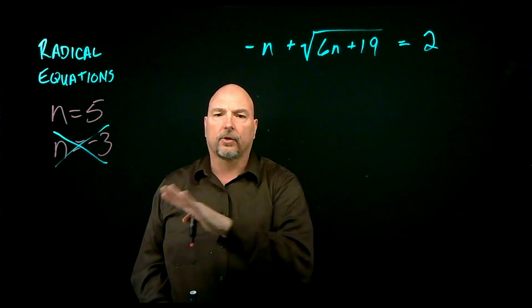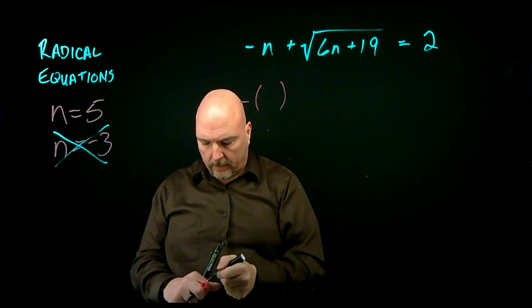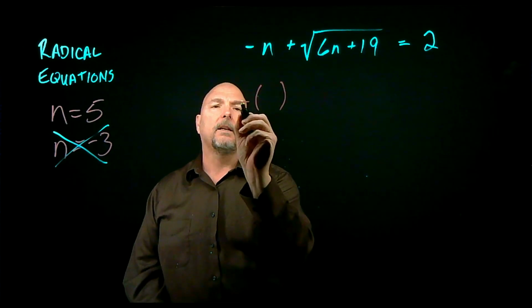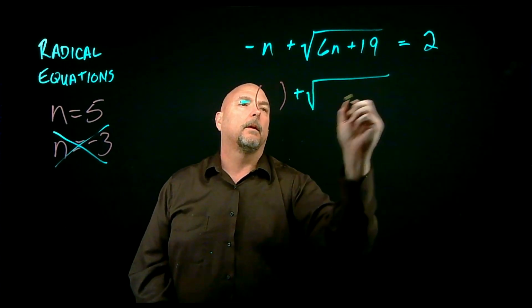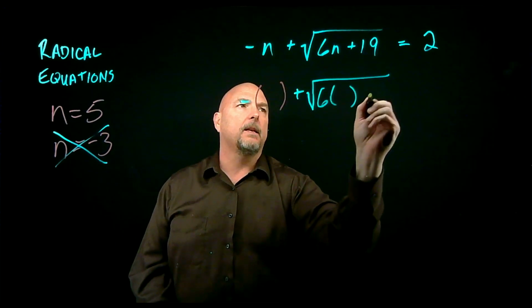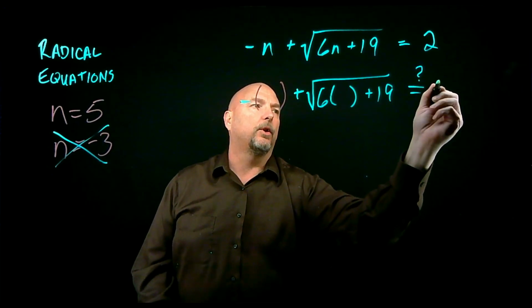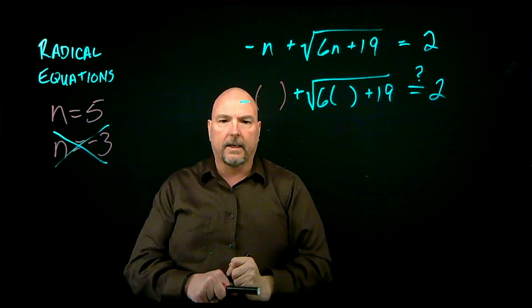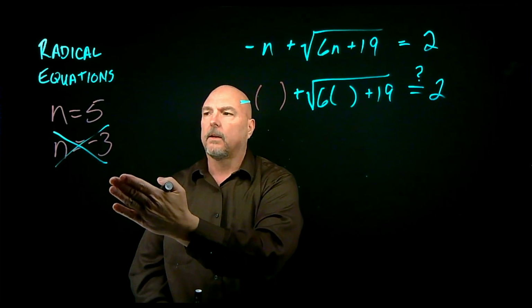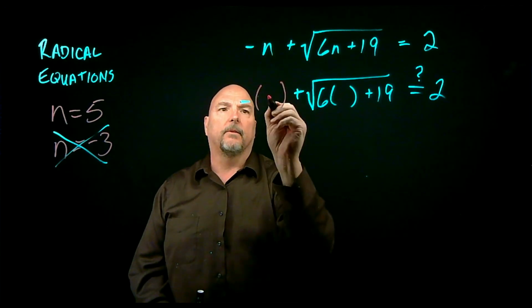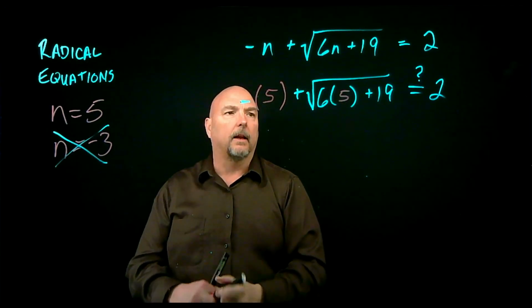All right, we're set. Let's try the number 5. I'm going to put parentheses in place of the n. Let me rearrange that. And the square root of 6 times n plus 19, does that equal n plus 2? That's what we want to find out. So what goes in place of the n? Well, we checked negative 3 and that didn't work. So now let's check the number 5. I'll put a number 5 in there with a different color.